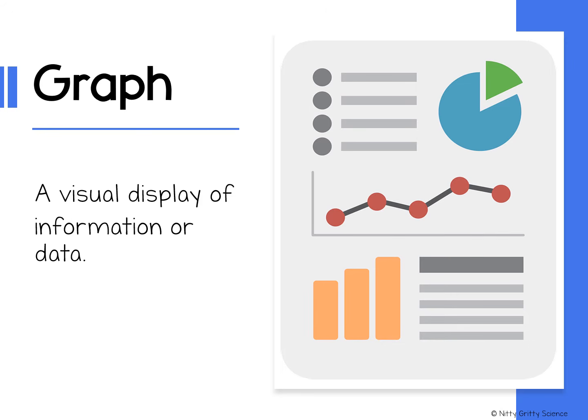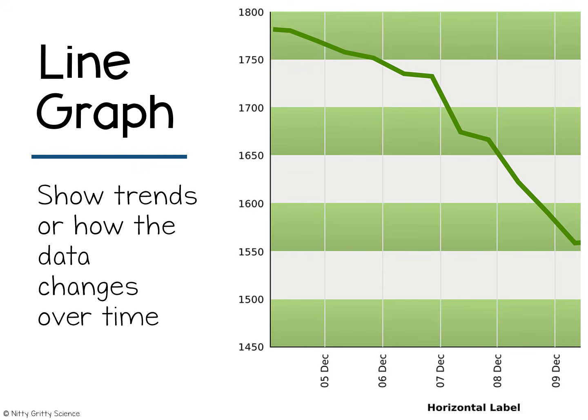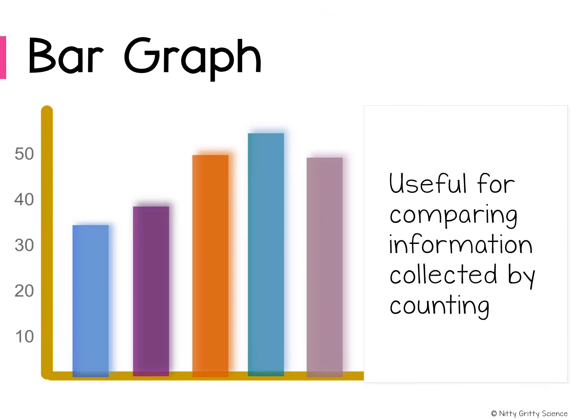There are different kinds of graphs, such as the line graph, bar graph, and circle graph. A line graph can show relationships where the dependent variable changes due to a change in the independent variable. Line graphs often show relationships between the variables over time. They can also show more than one event on the same graph as long as the relationship between the variables are identical. Bar graphs are useful if you're comparing data collected by counting.